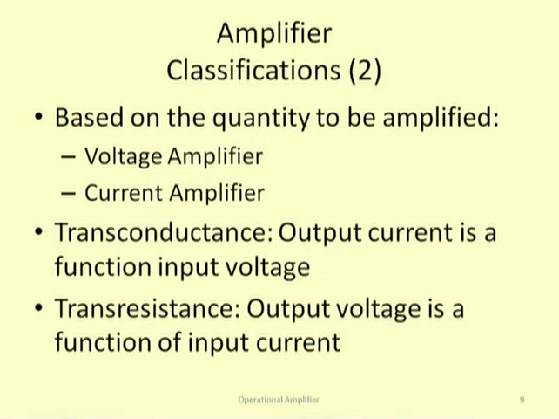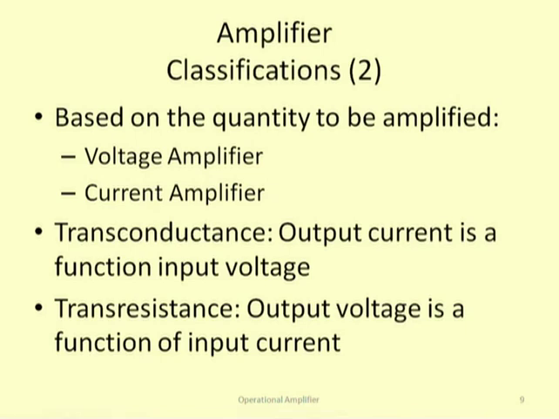The third category is the transconductance amplifier. In a transconductance amplifier, the quantity which we are amplifying is the voltage. So basically the input parameter is the voltage, and the amplified quantity which we are getting is the output current. So basically the output current is a function of the input voltage. Then this amplifier is called a transconductance amplifier.